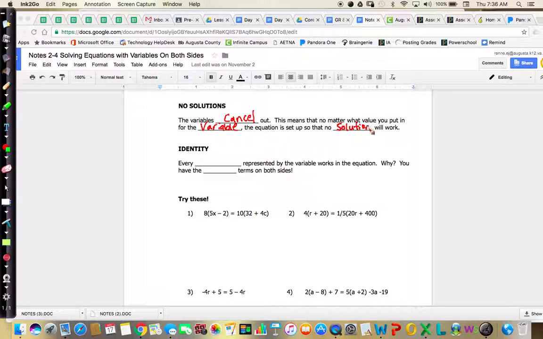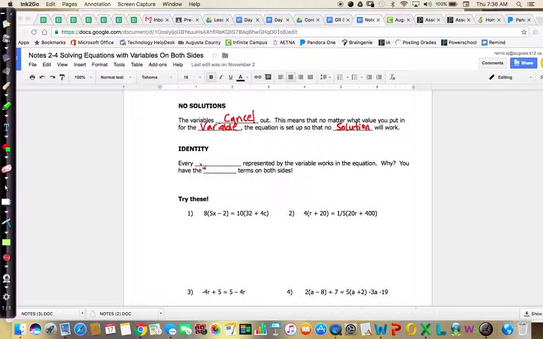will work. So when this happens, both variables will cancel out and you'll get two numbers that are not equal. For example, something like 16 equals 20. Well, we know 16 does not equal 20, so we would cross out the equal sign saying that it's not equal, and we would write no solutions. And you'll see some examples down below.